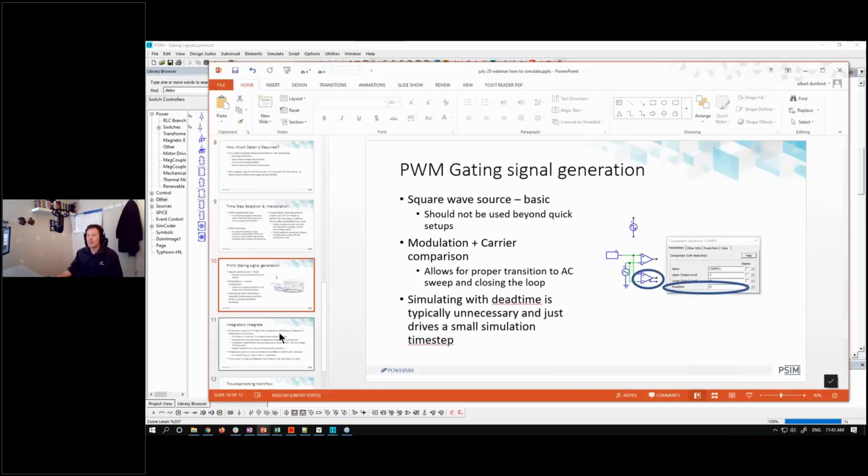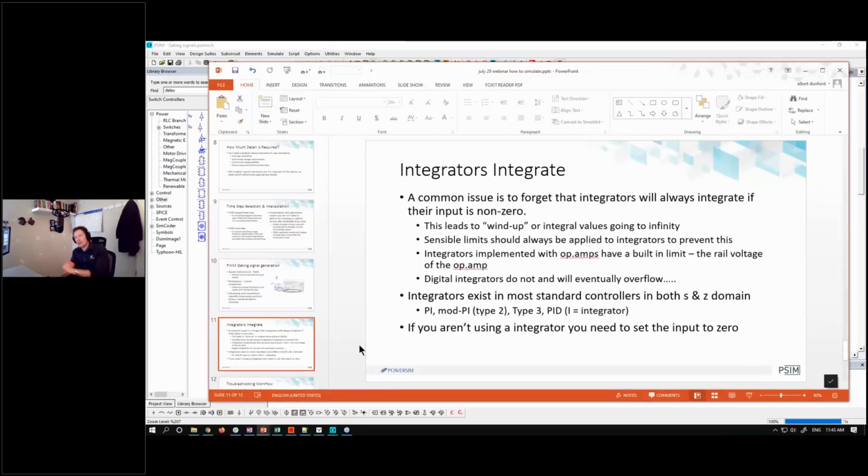Okay, next up: integrators integrate. Something that people kind of forget is that an integrator is always going to integrate. Unless you set the input to an integrator to 0, it is always going to start to accumulate. That's one thing to always keep in mind.